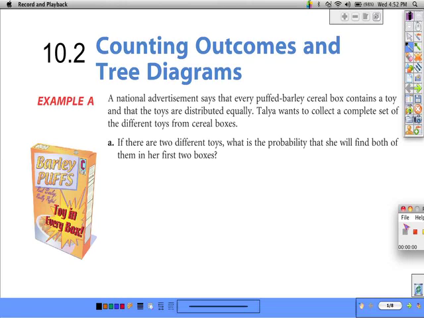10.2, we're going to work more with probability, and we're going to look at how to count the outcomes that we can get best, and how to use something called a tree diagram to help us with that.